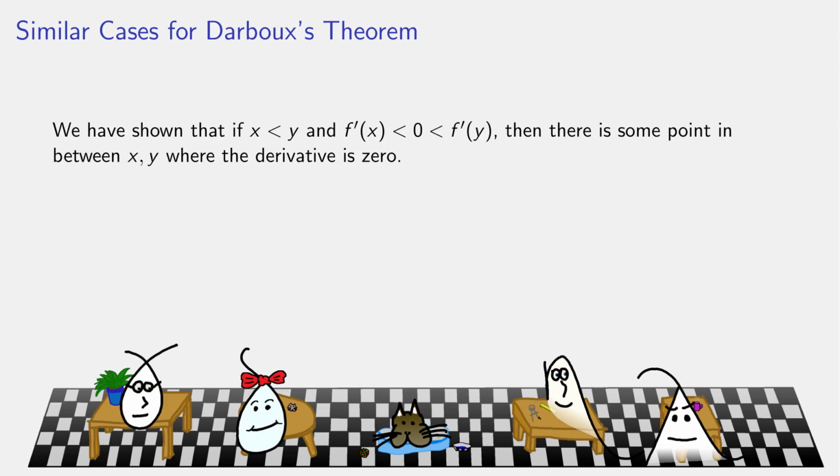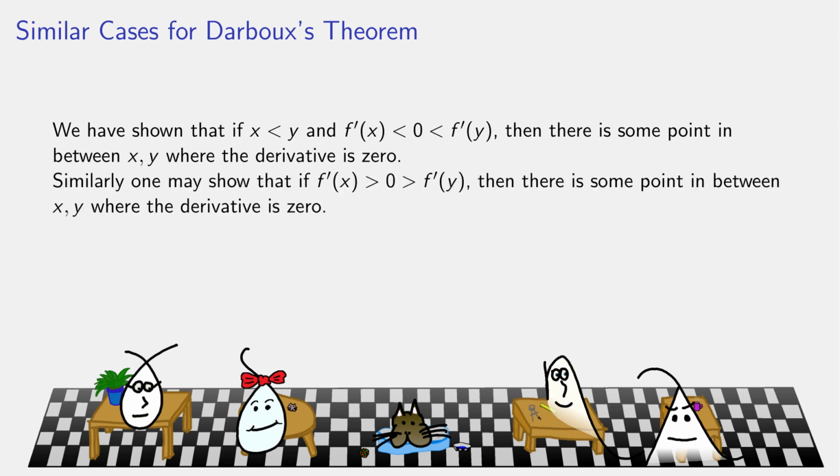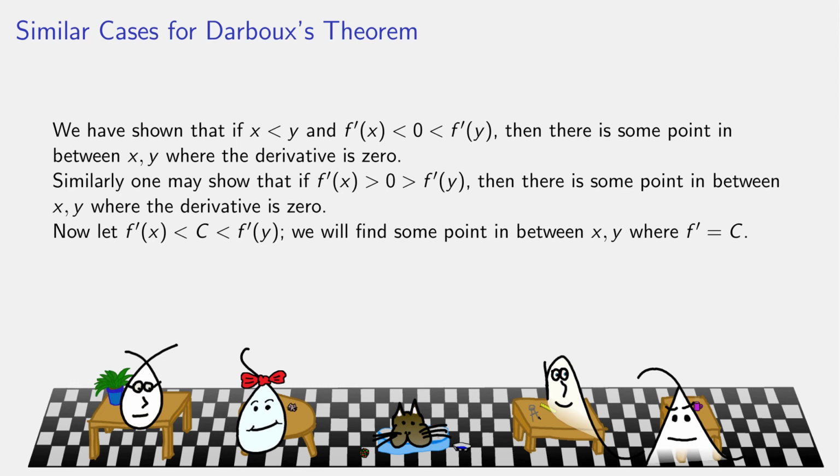So what we know is if x is less than y and f prime goes from negative to positive, it must have been 0 somewhere in between. You can basically run the exact same proof, instead of looking for minimums, looking for maximums, to show that if a function has a derivative that goes from positive to negative, then somewhere in between the derivative was 0. Now what we need to do is suppose that a function goes from one value to another, and c is somewhere in between. What we're going to do is find some point where the derivative is c.